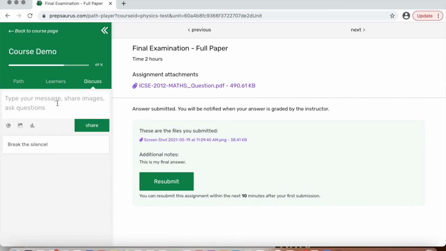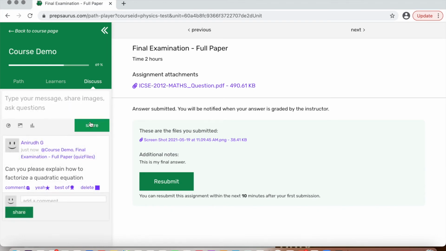They can also post questions or doubts saying, can you please explain how to factorize a quadratic equation? Once done, any of the students can add a comment to it or provide the solution. This way, all doubt clarification can happen in one system and the students' learning can be more effective.